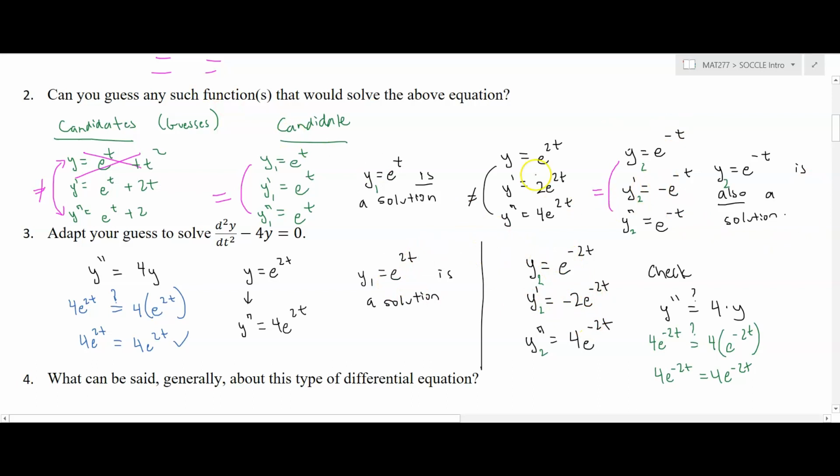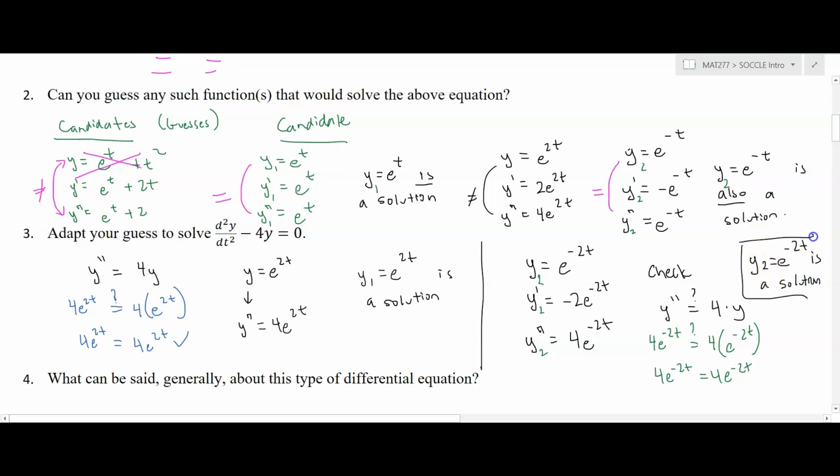And once again, you see that up here, I kind of mentioned that, well, second order differential equations are each going to have two solutions. And we'll see shortly why that is. But for now, it's purely speculative. E to the negative 2t is a solution.